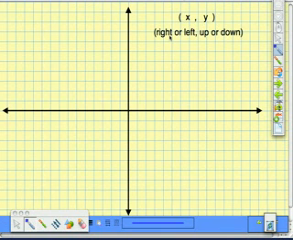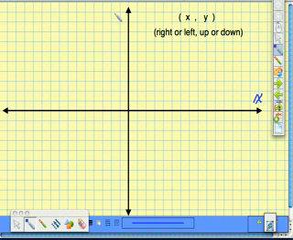The x term tells me how far right or left I go, which means this here will be our x-axis. The y term will tell me how far up or down to go. This here will be my y-axis.